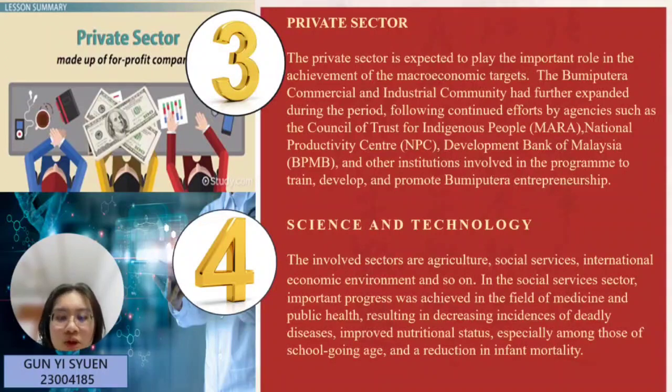Science and technology. The involved sectors are agriculture, social service, international economic environment, and so on. In the social service sector, important progress was achieved in the field of medicine and public health, resulting in a decreasing incidence of deadly diseases, improved nutritional status, especially among those of school-going age, and a reduction in infant mortality.